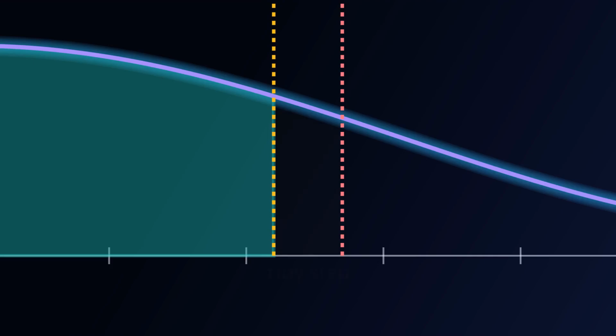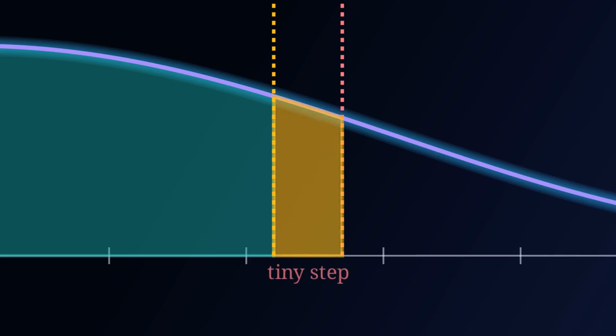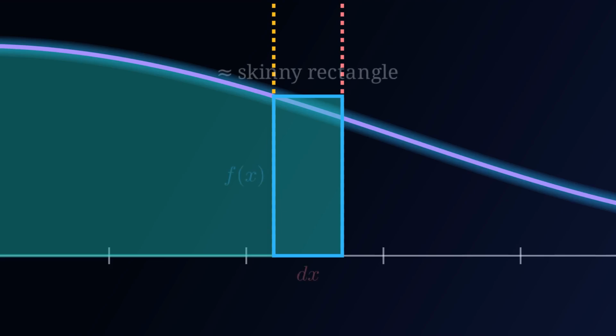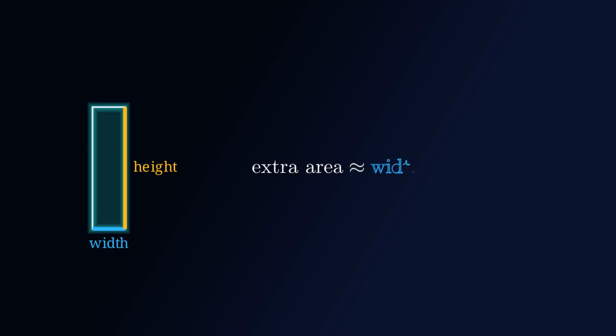To measure the steepness of the area so far curve at some position, we nudge the sweeping line just a tiny bit further to the right and ask how much extra area got added. Look closely at that freshly added piece. It's a thin vertical strip. Its width is the tiny step we took, and its height is roughly the height of the curve right there. It's almost a skinny rectangle. And the area of a skinny rectangle is easy, width times height. So the extra area we gained is approximately the tiny step in width, multiplied by the height of the curve at that spot. Hold on to that, it's the heart of everything.